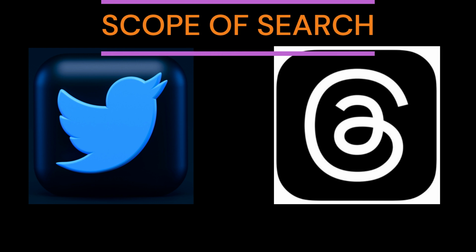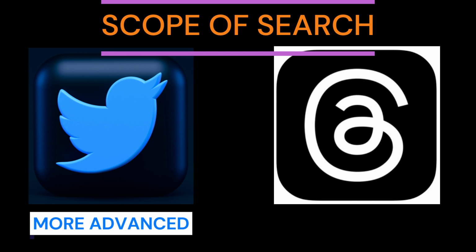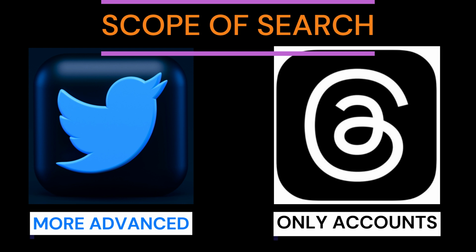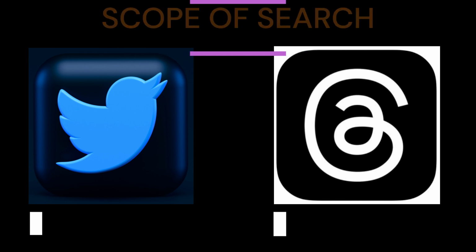The scope of the search on Threads and Twitter are different, as Twitter is way more advanced in its search capabilities as of now. On Twitter, you can search for not only accounts but also hashtags and tweets. Meanwhile, on Threads, you can only search for accounts, which makes its scope much narrower than its rival.